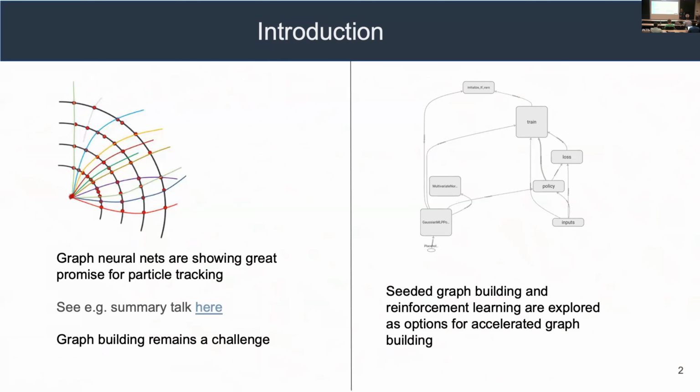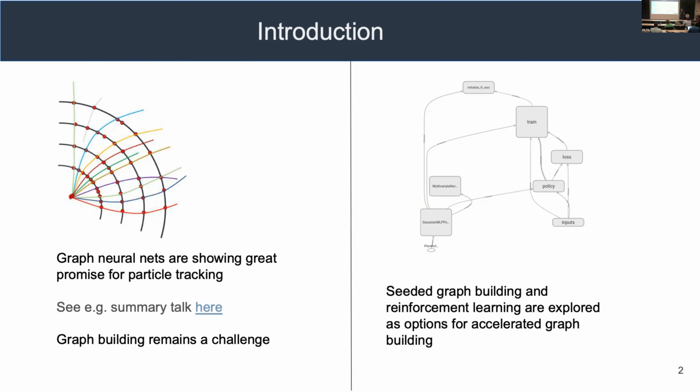So I'm going to skip all the theory of graph neural nets and why it's needed for tracking and why tracking is going to take long, because I think we've seen that by now, and we're happy with that. As you know, tracking is going to need to be sped up quite a lot. Graph neural nets are showing great promise. Graph building is a little bit of an issue. It can be quite slow.